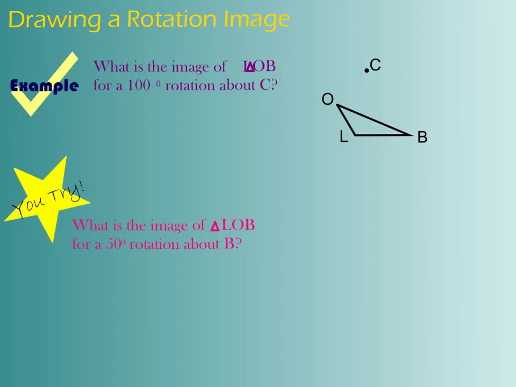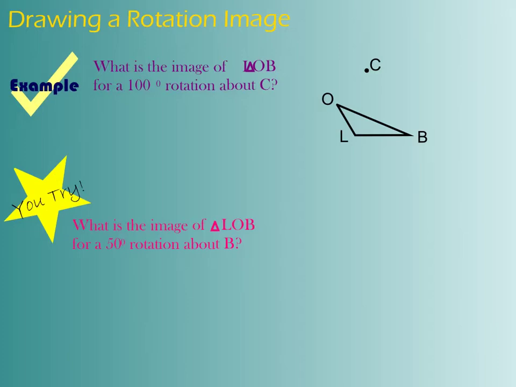In the first example, we have this triangle LOB, and we're looking for a 100-degree rotation about C. Now remember, it doesn't say which way we're rotating, so we need to know that it's understood we are going counterclockwise. So just like when we were doing reflections, we're going to take one point at a time, rotate it the 100 degrees around C, and then we'll connect our dots at the end, creating our new triangle L prime, O prime, B prime.